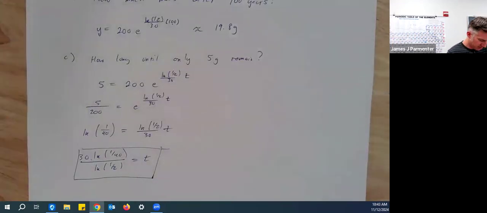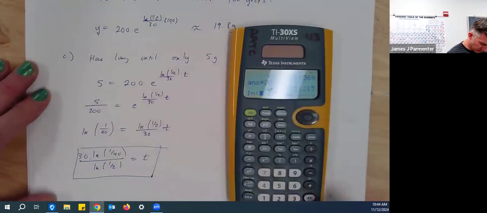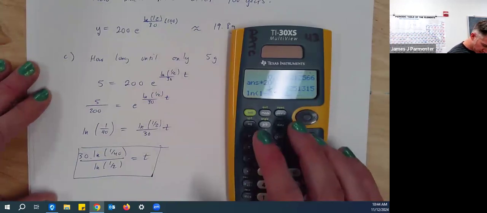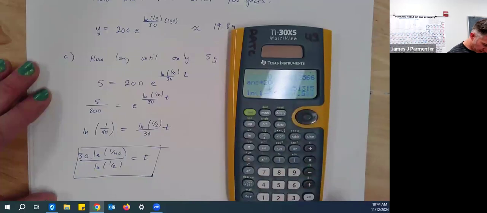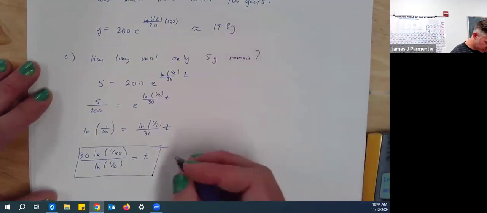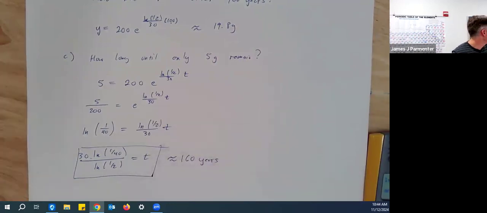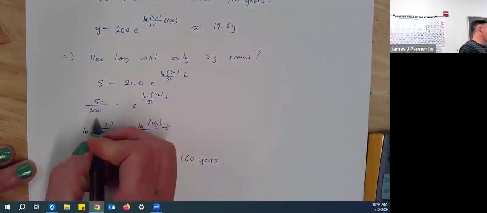Let's check. If we do this, we get the natural log of 1/40th divided by the natural log of 1/2. And then multiply that by 30. Yep, looking good. 159.6 years. Let's round it up to 160 years. Reduce 5 over 200. So I just divide that. So right, 5 divided by 5 is 1, 200 divided by 5 is 40.